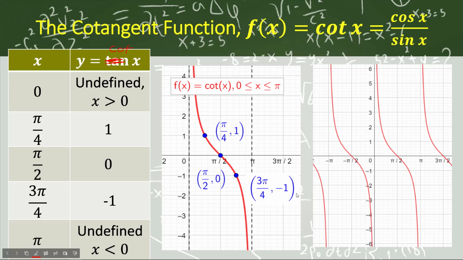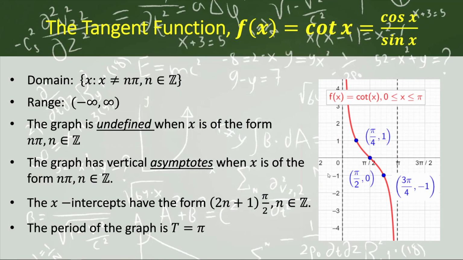And as you can see, once again, we have a period of pi. It repeats every pi intervals. However, this graph is pretty much anti-symmetric. Okay, what else can we say about this graph?